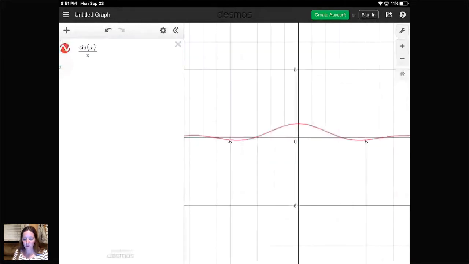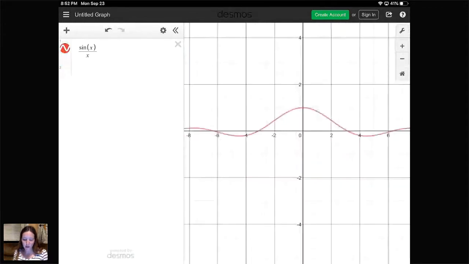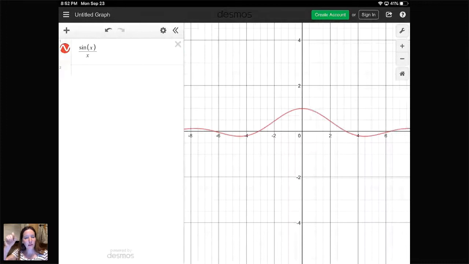So it looks something like this, right? There's actually a hole at that maximum right there. That hole is because if you plugged in 0 to sine x over x, you get 0 over 0, which is undefined, right?